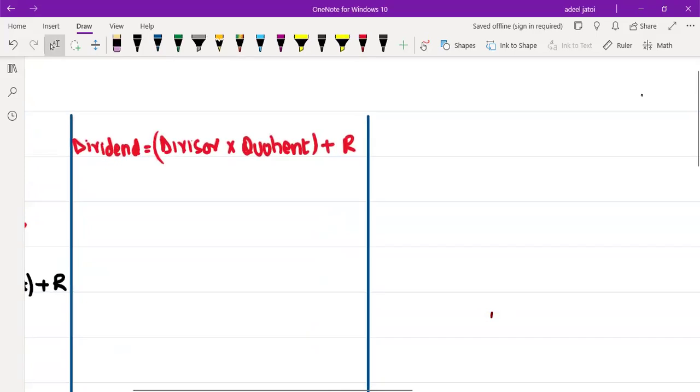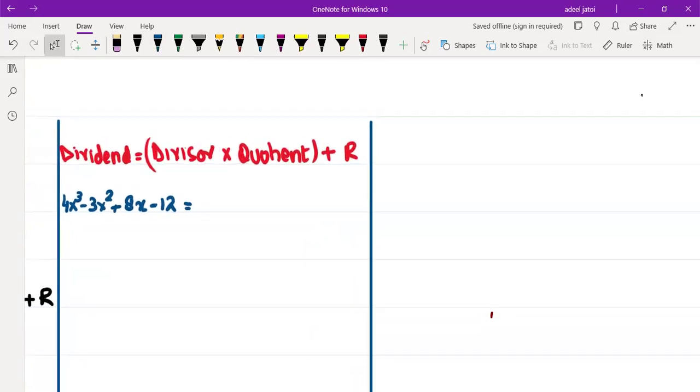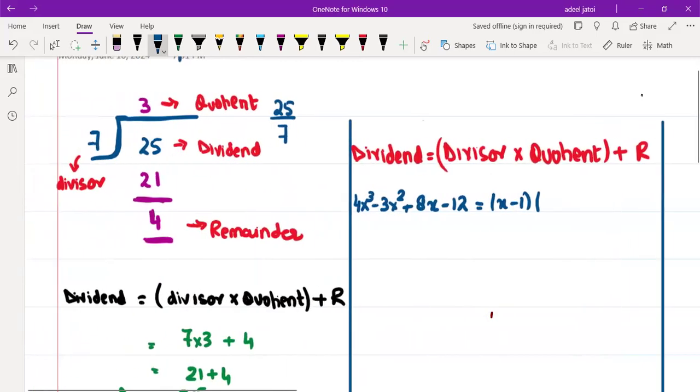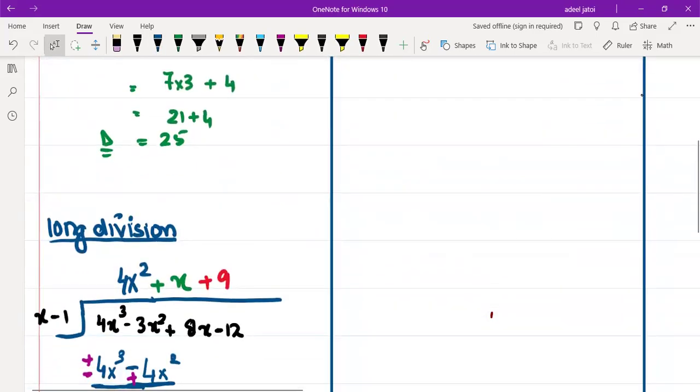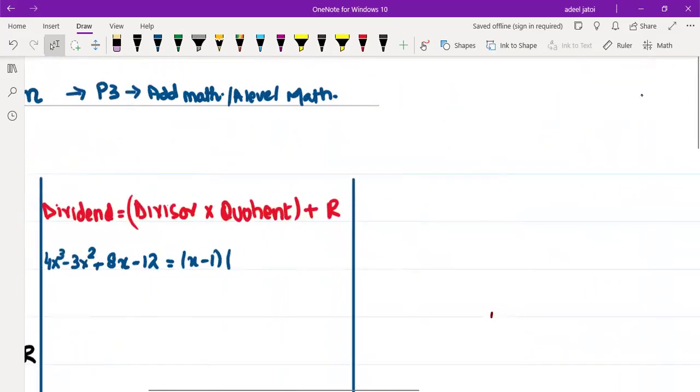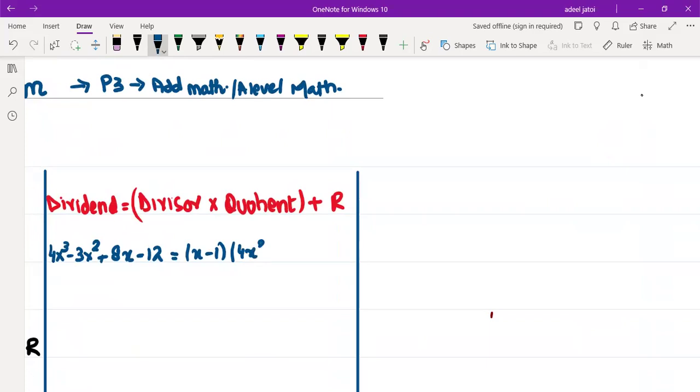The dividend was 4x cube minus 3x squared plus 8x minus 12, which is equal to your divisor that we had, x minus 1, times the quotient that you got, 4x squared plus x plus 9, and the remainder that you got was minus 3.